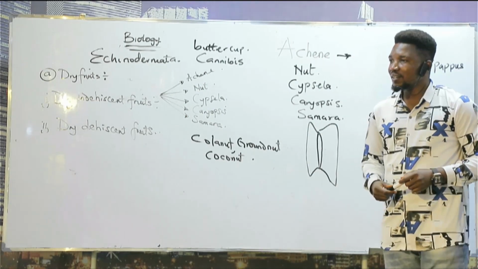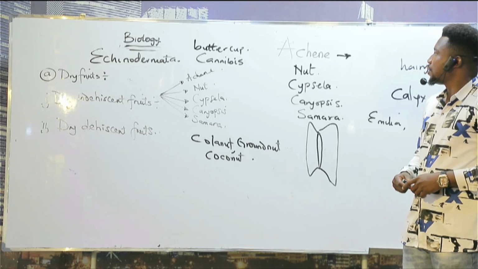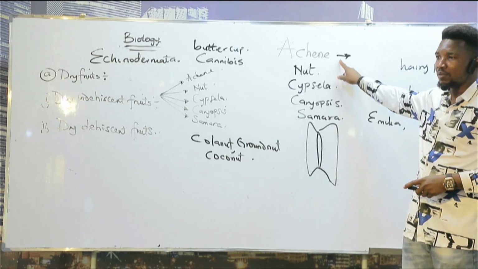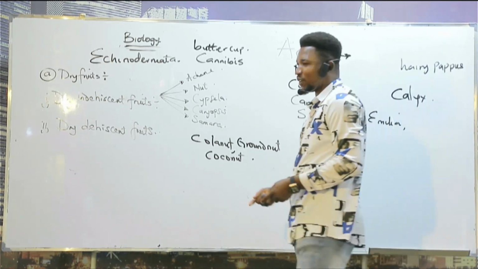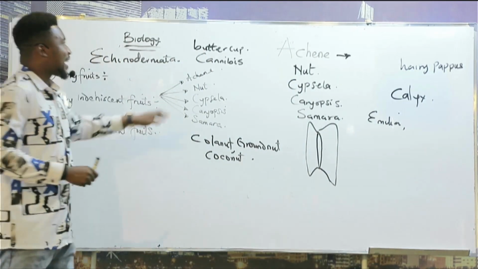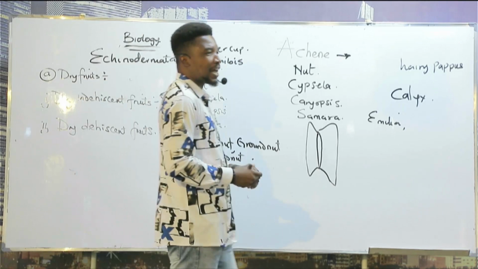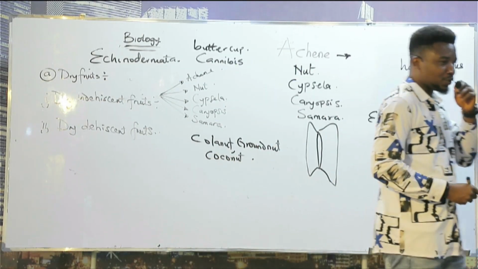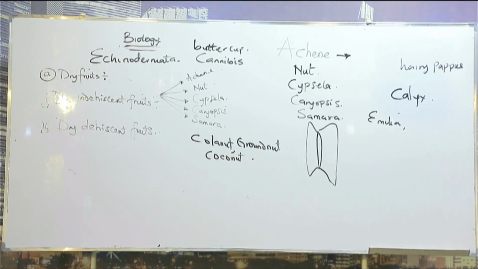No, I'm talking about the achene now. Cashew nut is part of it. So we have the cannabis. Science is sweet, I can tell you. Whether you like it or not, science is sweet.